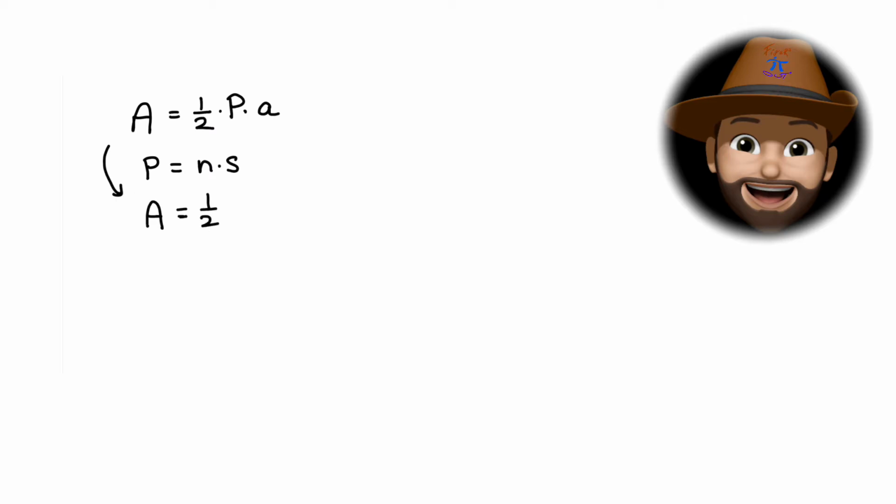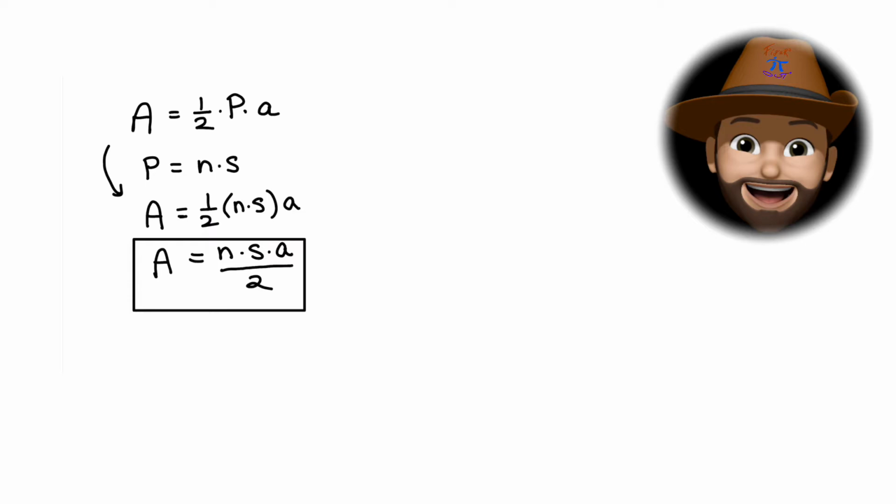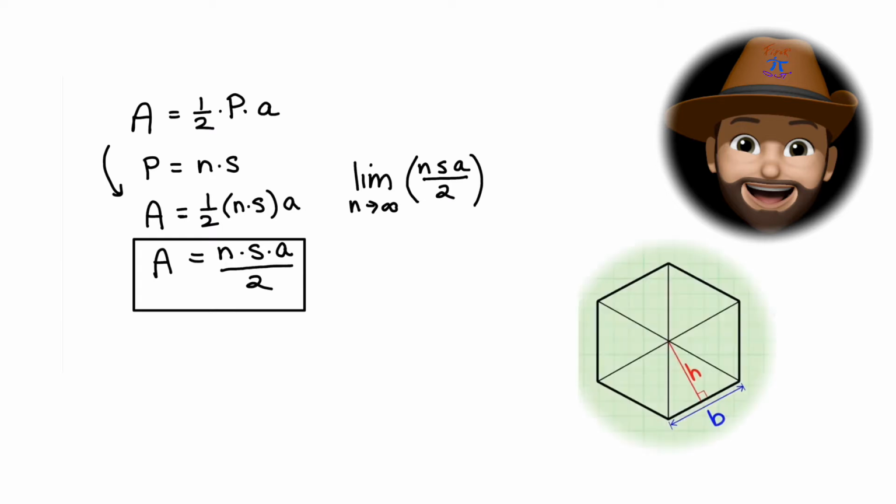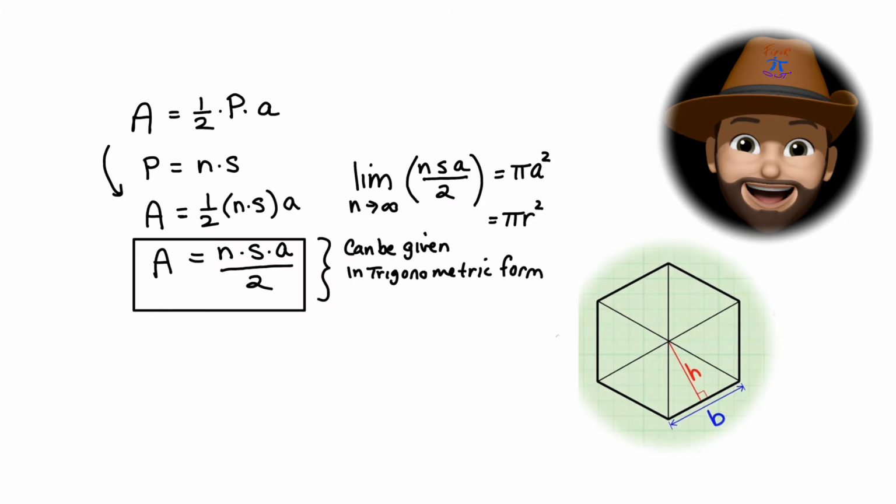Now, area of a regular polygon is 1/2 perimeter times apothem, and the perimeter is the number of sides times the length of the side. So we can say n s a divided by 2 is the area. Now, taking the limit of something like this as the number of sides goes to infinity, meaning that as we go to a circle, this limit would reach pi r squared. And this is a little difficult to see, especially if you're not aware of limits.